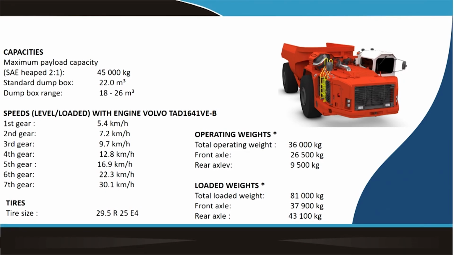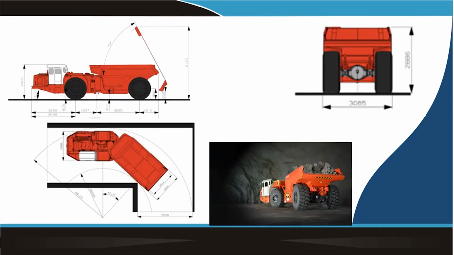So, these are the special features of this machine. You can see that when it is totally loaded, it can go up to 81 ton. That is why the power calculation, that is, the driving power, goes up to 450 kilowatt. Now, in this figure you can see the operation, that is, the dimensional details.